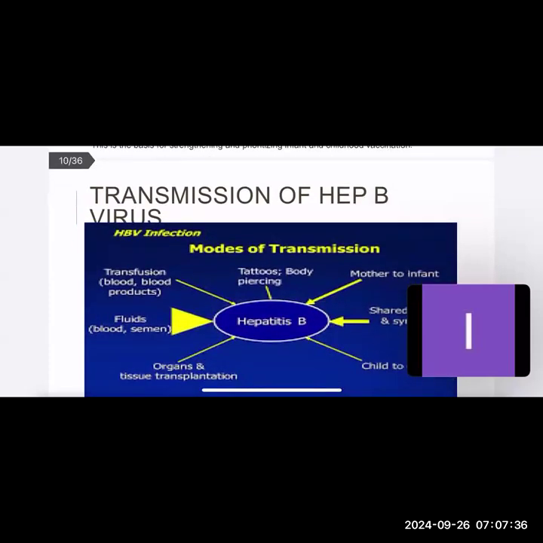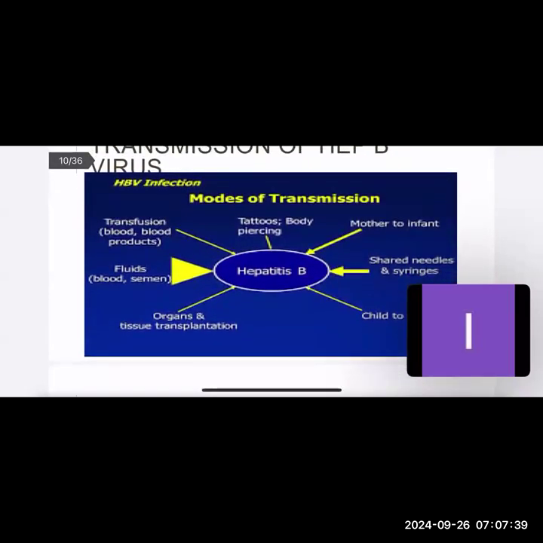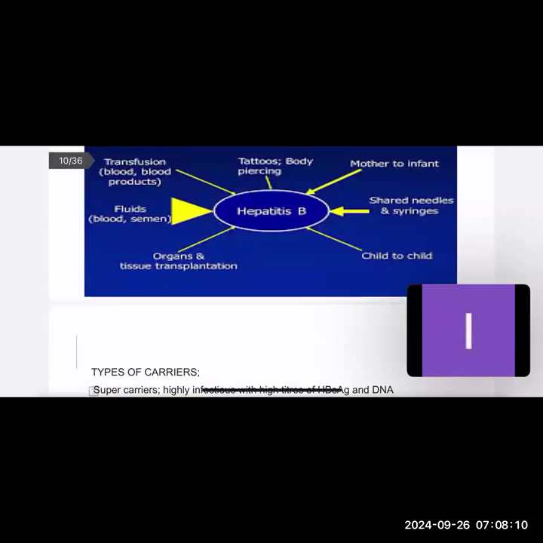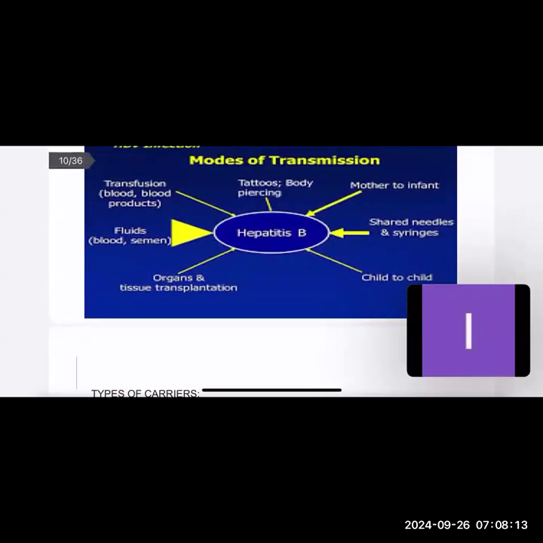Now, looking at the transmission of the virus, it's basically divided into two. There's the vertical and the horizontal. The vertical, which we already talked about, from mother to infant, which is the most predominant means of transmission. And then we have the horizontal from either blood products or sexual intercourse. So this diagram just shows the different modes: tattooing, piercings, transfusion with blood products that are not screened, organ and tissue transplantation, child to child, especially in children less than 5 years, and sharing of sharps.